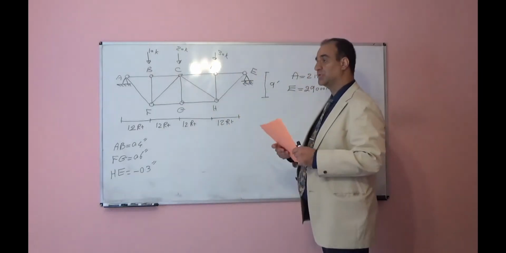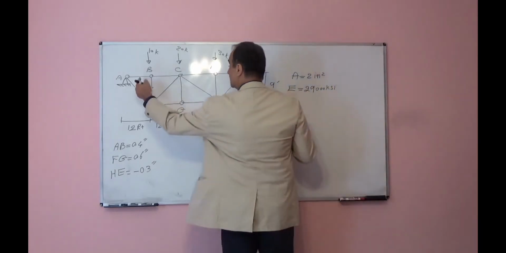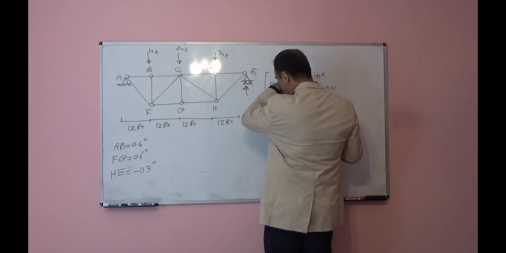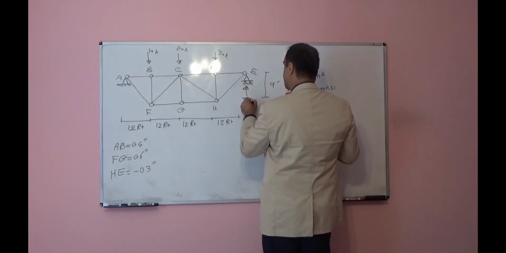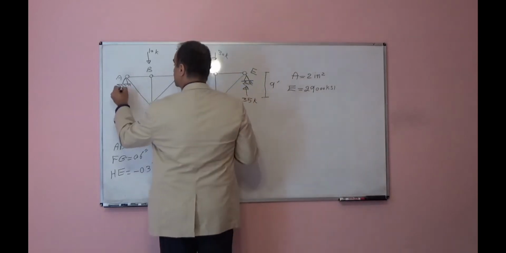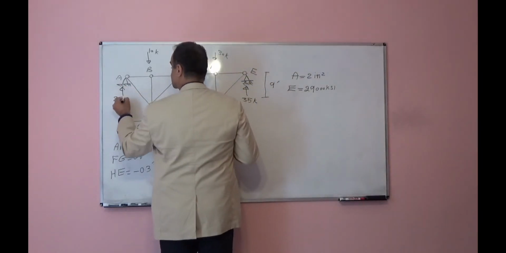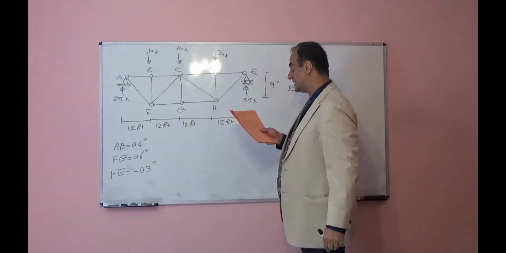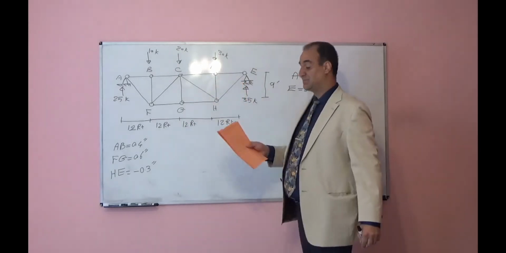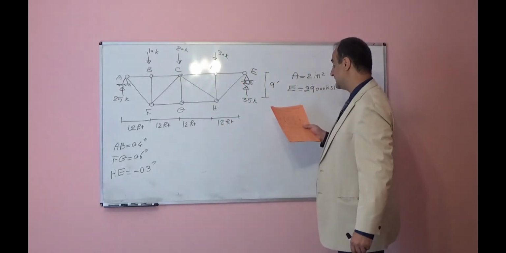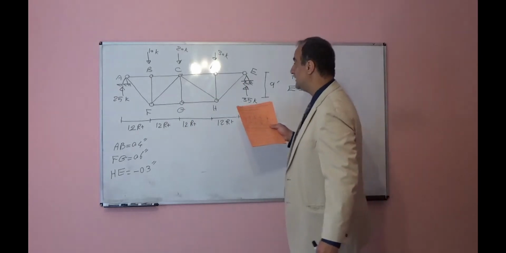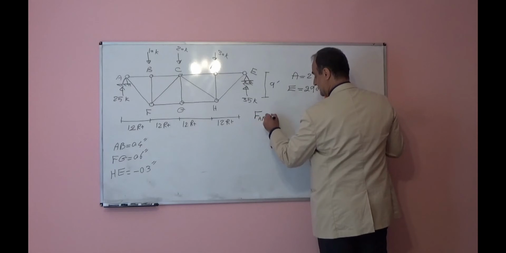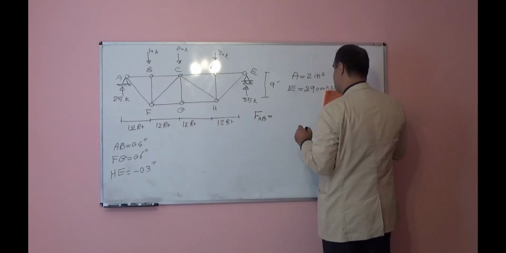You can use the joint method, because we want to find all of them. The joint method is easier. First you will find the reactions. This will be 35 kips, this will be 25 kips. Then, using the joint method, we can find all internal forces in these members. If you find the internal force in member AB, right here, you can double check, you will see I'm right.